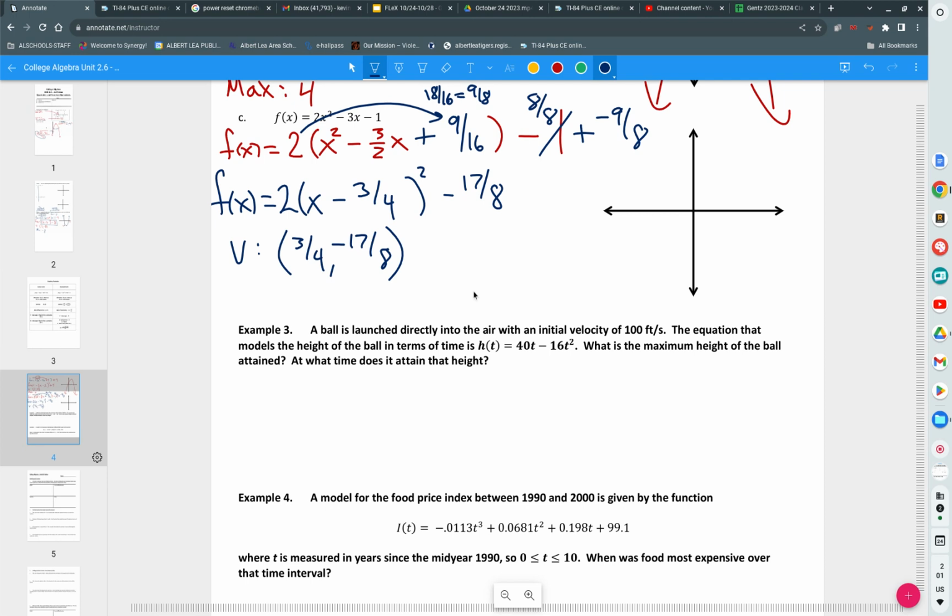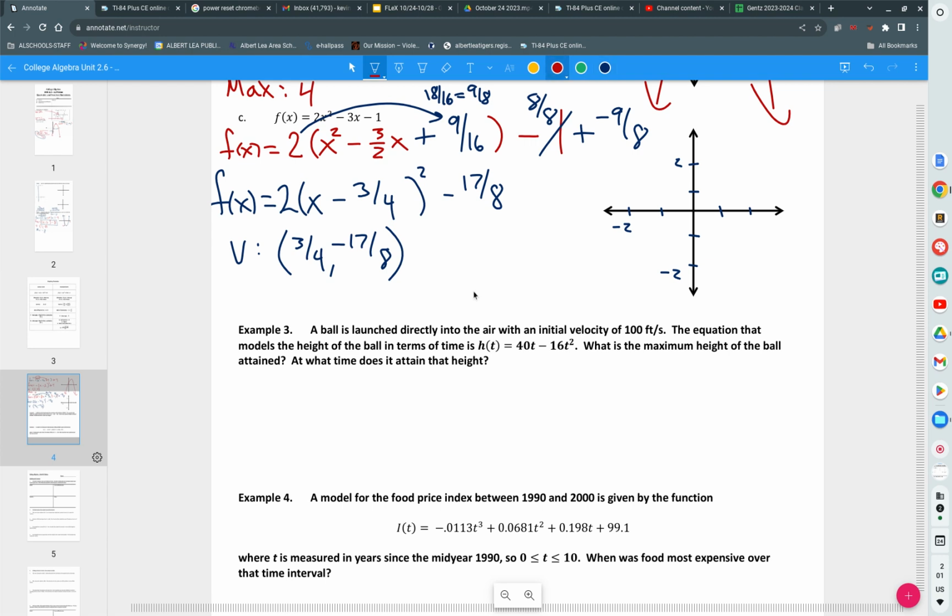And then we'll see if we get a maximum or minimum. Will we get a max or min in this situation? A minimum because it goes up. I'm going to plot this.